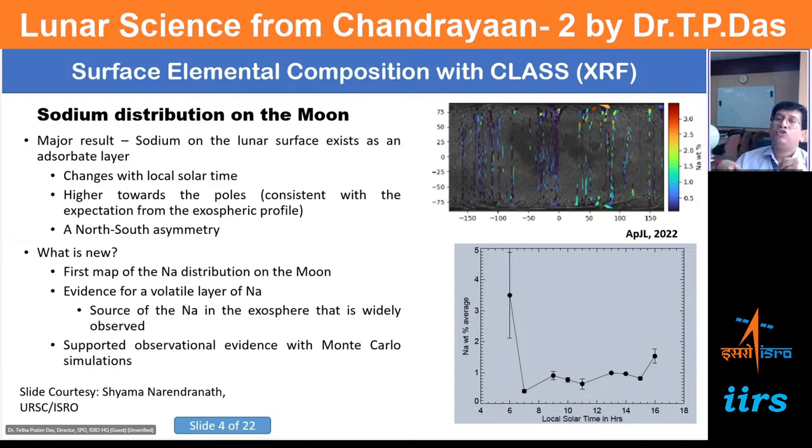For a CLASS kind of instrument, the sun will emit X-rays, and in that X-ray shine of the sun, I will see what is coming out as X-rays from the moon. So you're assuming basically that the sun is emitting a good amount of X-rays. But this condition was not satisfied in 2008 because the solar activity was less.